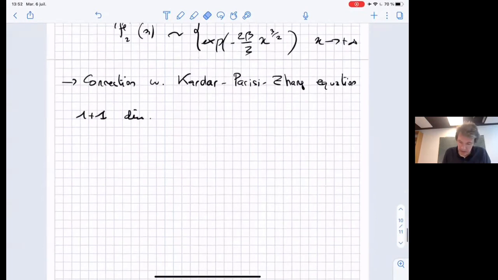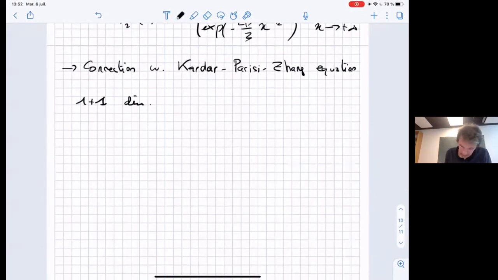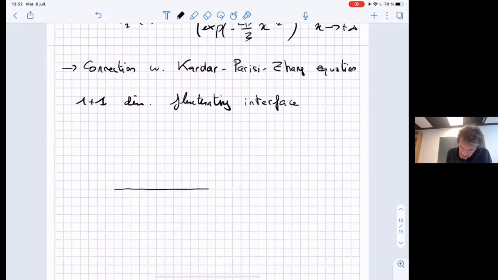Okay, so let's have a look at that. It's a 1+1 dimensional fluctuating interface. Typically this is what you would have in mind. This is the substrate as a function of X. I suppose that I want to describe the interface between a stable and a metastable phase. For instance, you could have in mind an Ising model in the presence of a magnetic field. And typically you would have something like that.